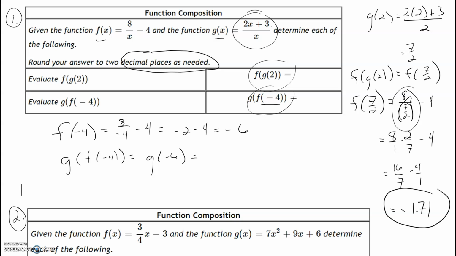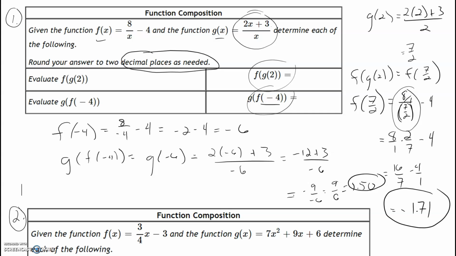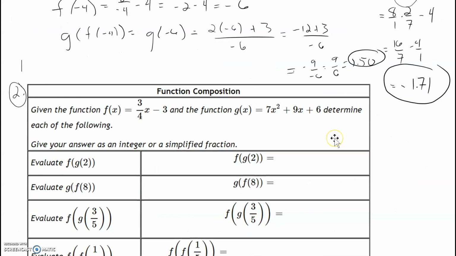equal to whatever I get when I plug in negative 6 here. So let's find out. 2 times negative 6 plus 3 over negative 6. That should give me negative 12 plus 3 over negative 6, which is negative 9 over negative 6, 9 over 6, which should be what, 1 1/2, right? 1.50. 6 goes into 9 one time with 3 left over. Okay. Let's do some more.